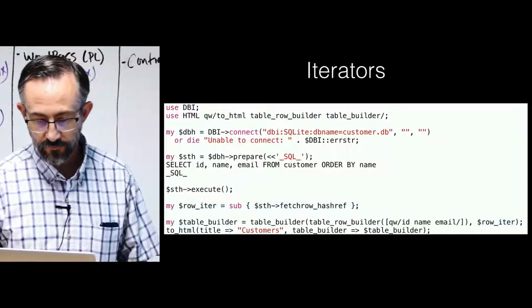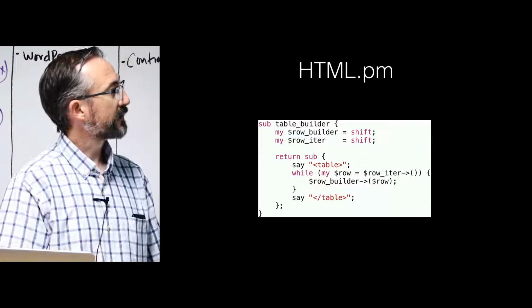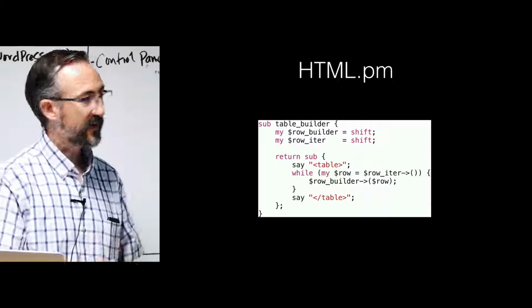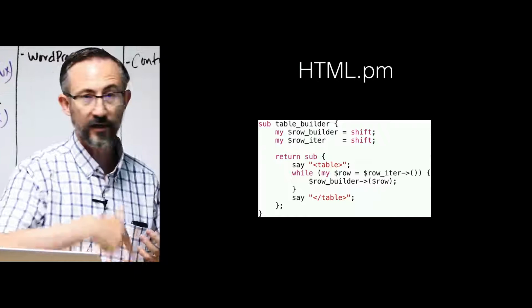Our table builder now accepts the row iterator instead of the statement handle. And in our loop, instead of invoking fetch row hashref on the statement handle, we just invoke the iterator. We don't even have to give it any arguments. It just gives me the next row, please. Right there.